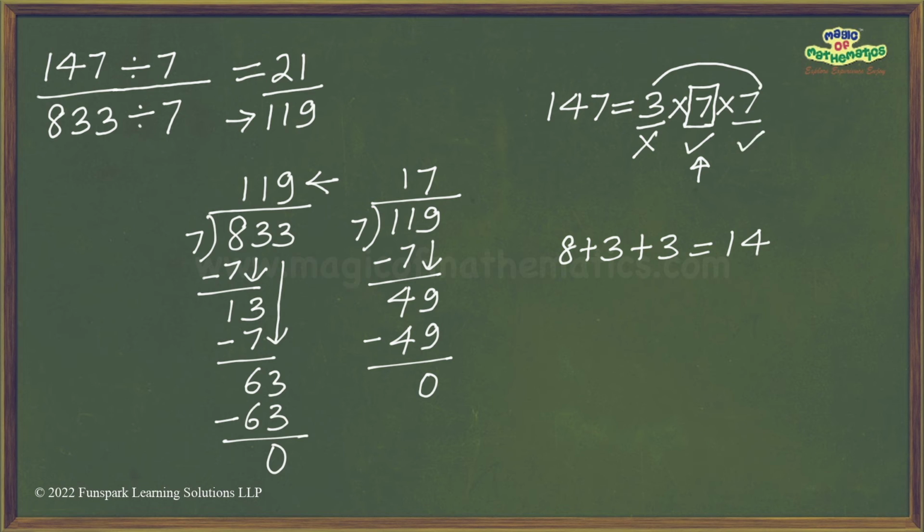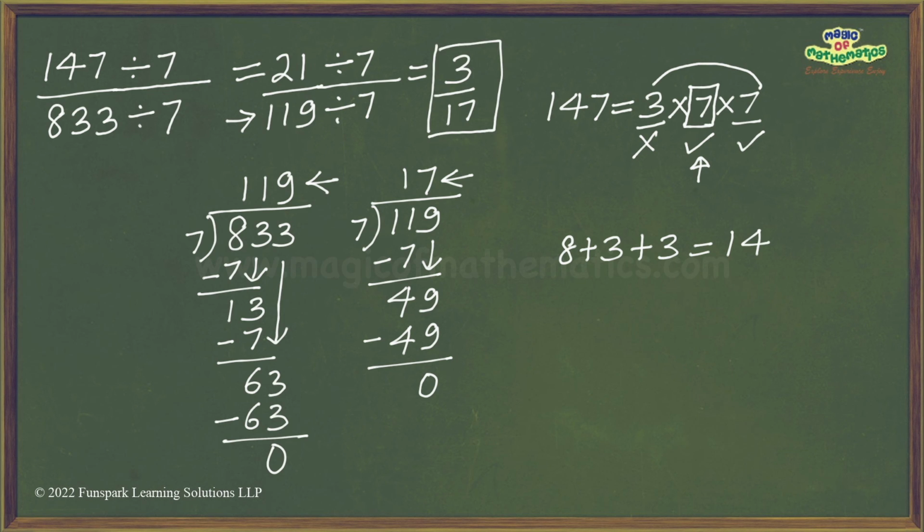So we need to divide the numerator and denominator by 7 again. 21 divided by 7 gives us 3 and 119 divided by 7 gives us 17 and we are done. So 3 over 17 is the equivalent fraction in its simplest form.